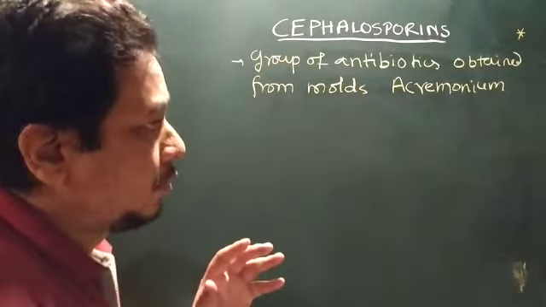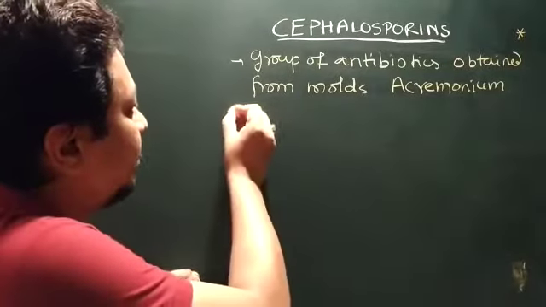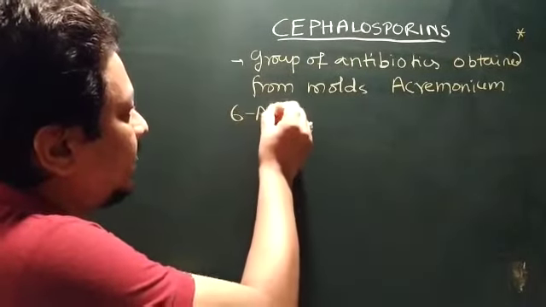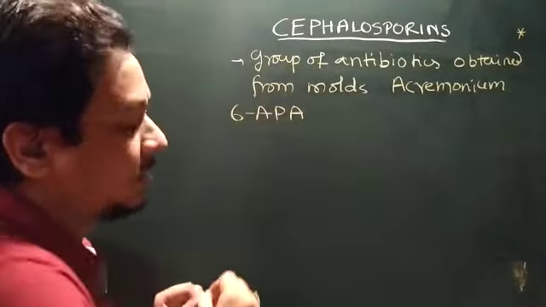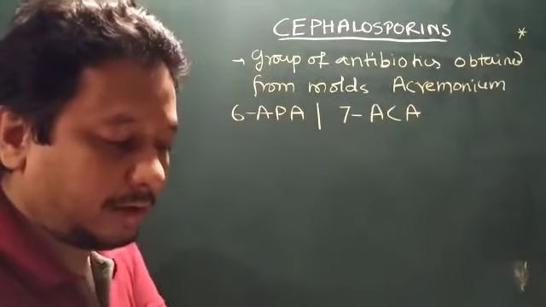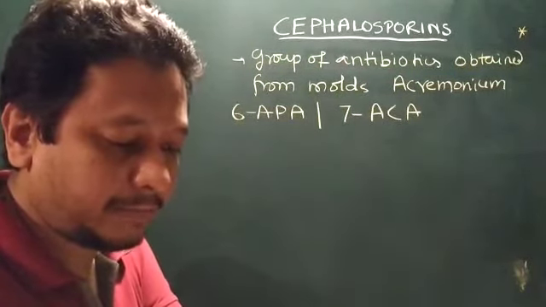Now, as we discussed in our penicillin video, 6-aminopenicillanic acid, 6-APA, is very important for the synthesis of all the penicillin analogs. Similarly, we have 7-aminocephalosporanic acid for the synthesis of various derivatives of cephalosporin. So what is the structure of that?